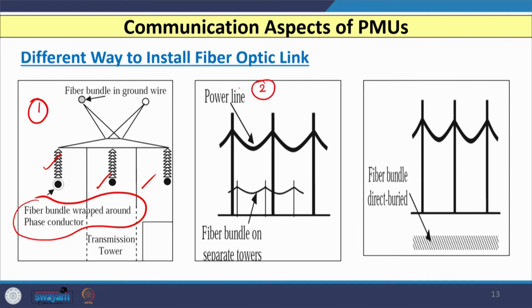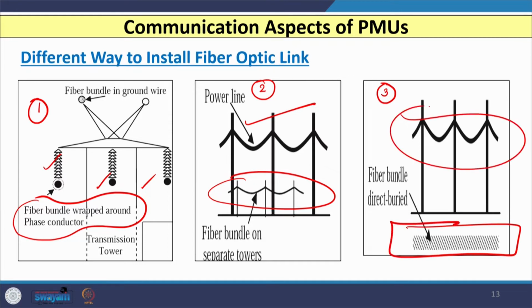In the second case, you can see that the fiber bundles are installed on separate towers along with our original conductor or phase conductor or power line. And the third possibility is that the fiber bundles are buried inside the ground, and the conventional phase conductors are carried by the towers. So, with any of these ways we can install the fiber optic cable and communicate whatever information we want to communicate.